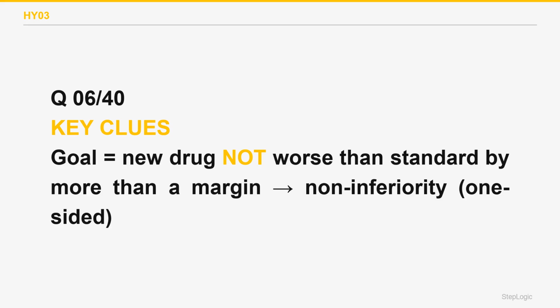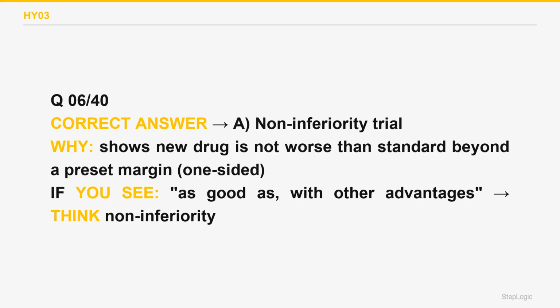A non-inferiority trial asks whether a new treatment is not worse than the standard by more than a predefined margin. It is used when the new option has other advantages, lower cost, fewer side effects, so proving it is merely not meaningfully worse is enough. It is a one-sided question, unlike an equivalence trial.